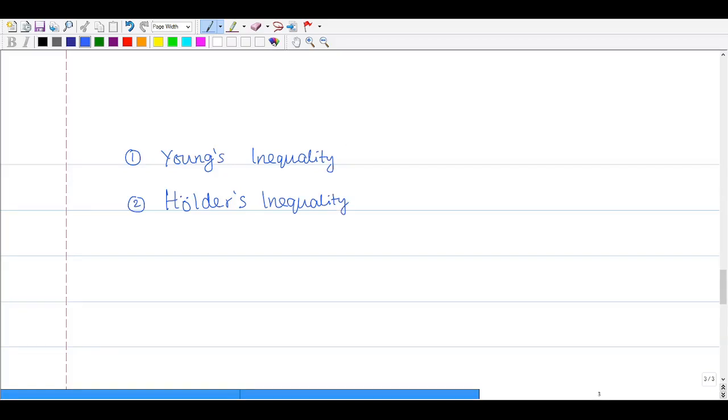So only if we have these two inequalities can we prove the triangular inequality. The triangular inequality here is called Minkowski's inequality, okay? Let that be. First we will prove Young's inequality as well as Holder's inequality. Once we prove these two, then we will go for Minkowski's inequality, that is the triangular inequality. So the third one is Minkowski's inequality.